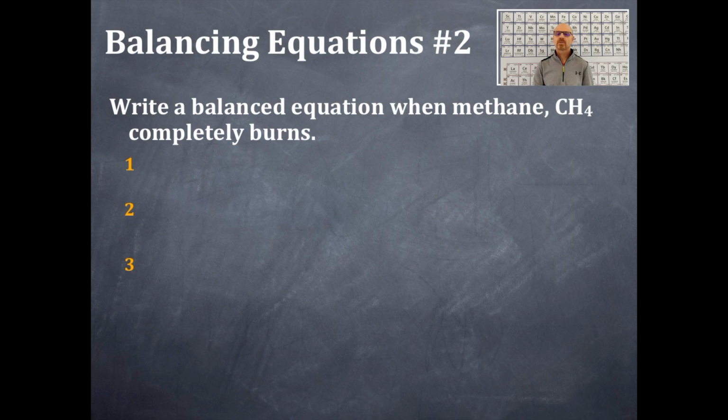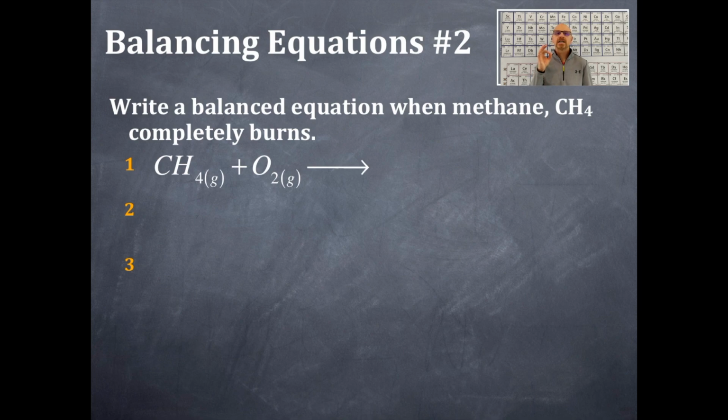Okay, reaction number 2. Write a balanced equation when methane, that's CH4, completely burns. Methane is natural gas. That's the gas that you have in your chemistry lab when you light a Bunsen burner. So methane, CH4, when it burns, that tells you what is the component of air that burns. Just like in the previous example, it's not nitrogen, which is the major component of air, but it is the oxygen. So we're going to have methane, CH4, in the gaseous state, and molecular oxygen, O2, also in the gaseous state.